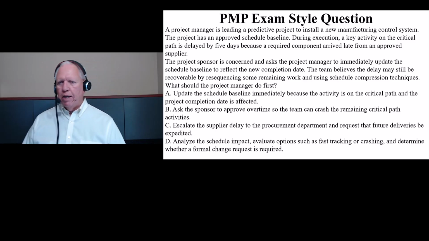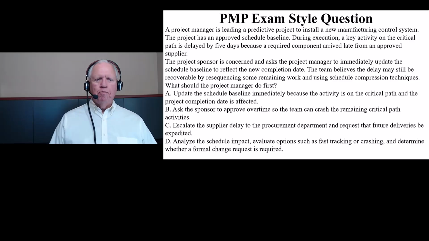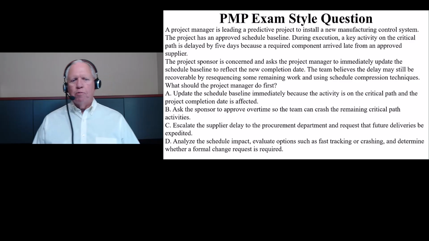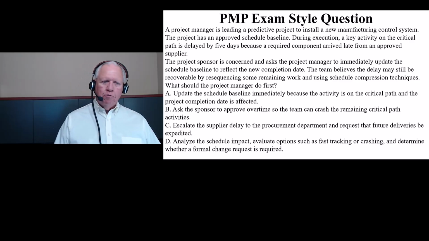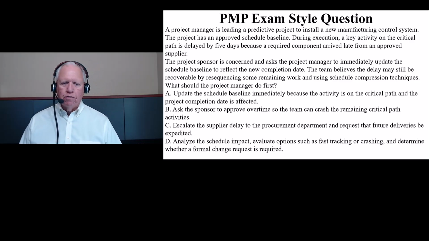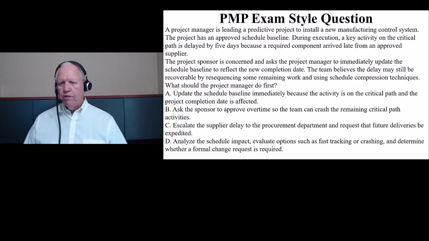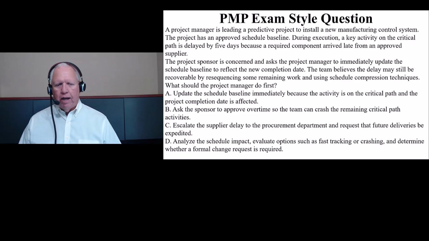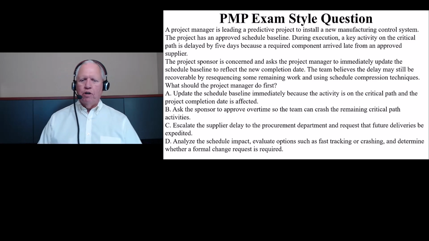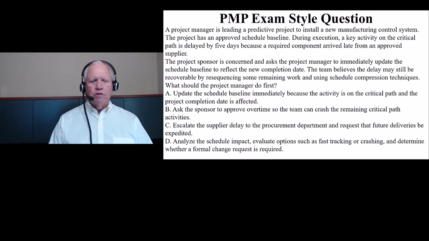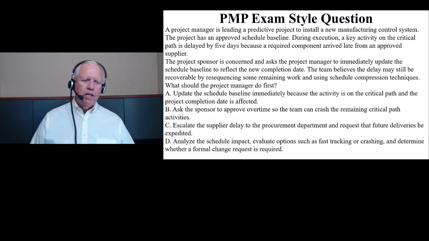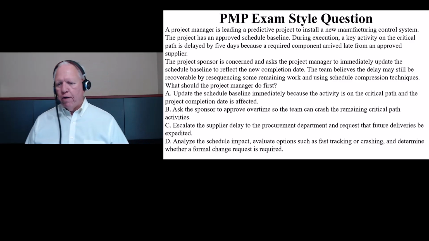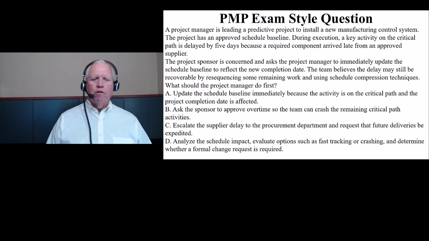What should the project manager do first? A, update the schedule baseline immediately because the activity is on the critical path and the project completion date is affected. B, ask the sponsor to approve overtime so the team can crash the remaining critical path activities. C, escalate the supplier delay to the procurement department and request that the future deliveries be expedited. Or D, analyze the schedule impact, evaluate options such as fast tracking or crashing, and determine whether a formal change request is required.